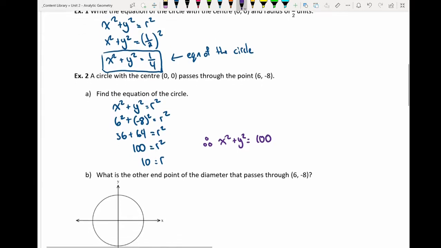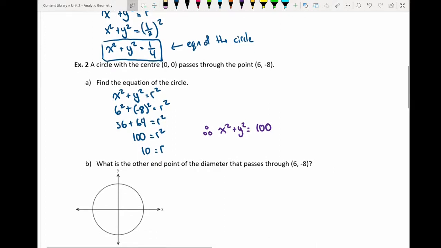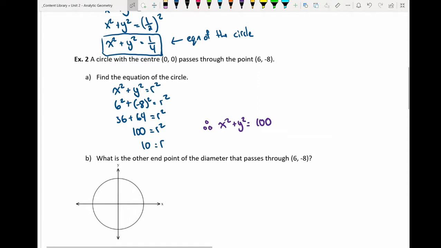B, what is the other endpoint of the diameter that passes through (6, -8)? So if I have my center here at (0, 0), and I have my point over here at (6, -8), I want to know, if I were to draw a straight line through the center to hit that radius, what is the point on the other side? What is this other endpoint?